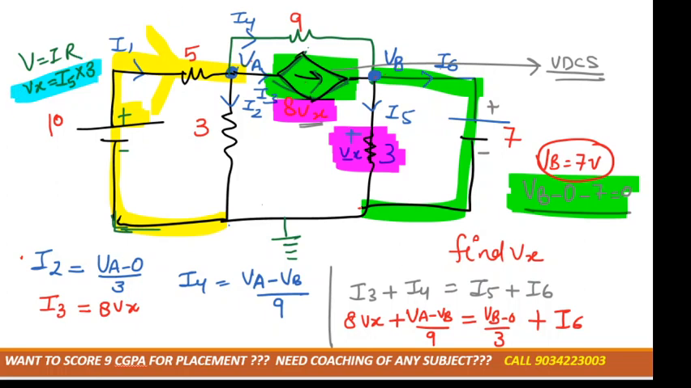So how many equations do we need to make? One for this node, one for this node, two, one from the super node, three, and one for the dependent source, fourth. So we have to make four equations, four variables. Then we can easily put in the values, like we can put the VB value here. Vx is 3 into I5. Then we can solve it after putting in all the values.